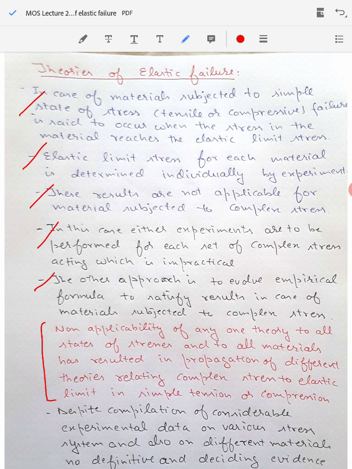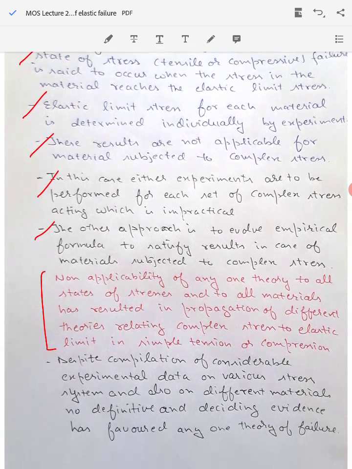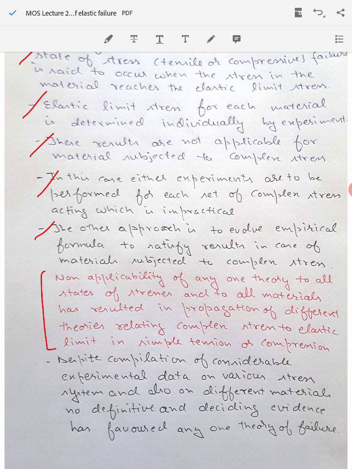Despite considerable experimental data on various stress systems and also on different materials, no definitive and deciding evidence has favored any one particular theory of failure. So we will use these theories of failure judiciously, depending upon the case, on what kind of loading we have on the component and what kind of material we are considering for the analysis.